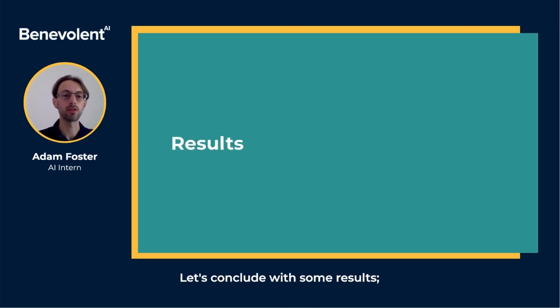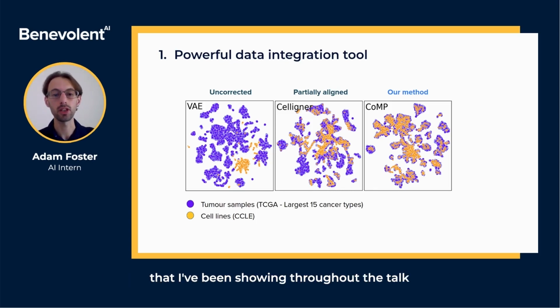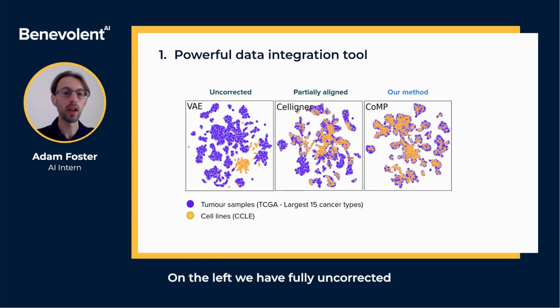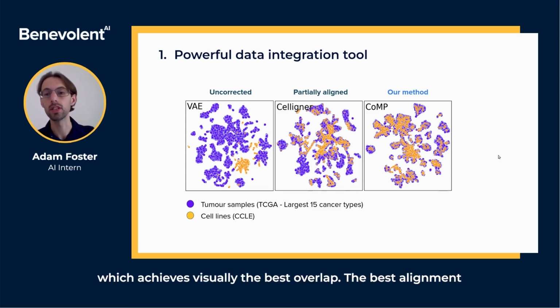Let's conclude with some results. So for data integration, this is the tumor cell line data set that I've been showing throughout the talk. On the left, we have fully uncorrected. The middle is an existing method called CellLiner. And on the right, we have our method, which achieves visually the best overlap, the best alignment.